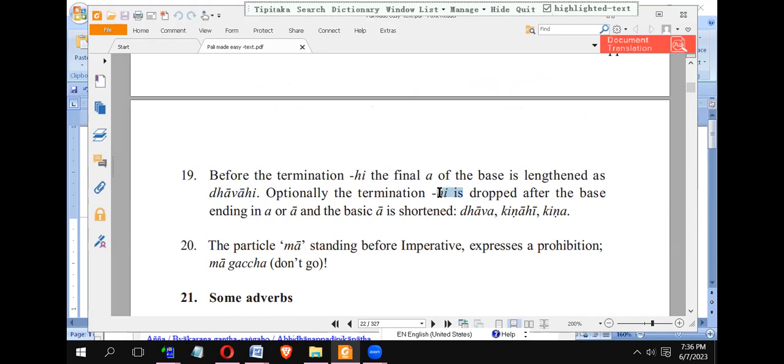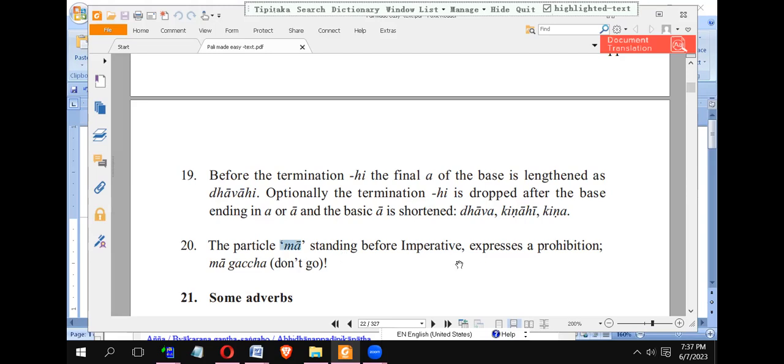So optionally, the termination hi is dropped after the base ending in A or long A. This means that you have dawa hi, you drop the hi, it becomes dawa. Hina hi, you drop, it becomes hina. So that's the meaning of dropping the hi. And this is also important.